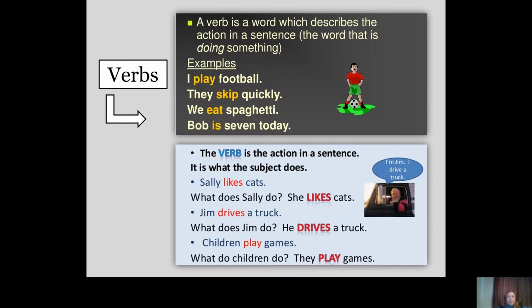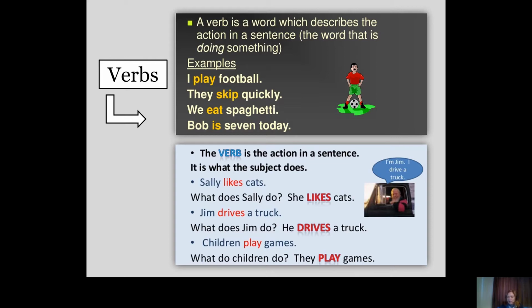Verbs then. A verb is a word which describes the action in a sentence, the thing that is actually being done. Okay, so if you look at the top one there, we've got I play football. So play in yellow is the thing that is done, the actual action. The next one, skip, they skip quickly. It's the action is to skip. The next one, the action is to eat.